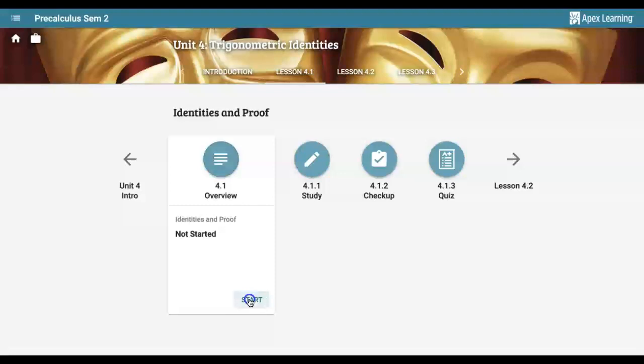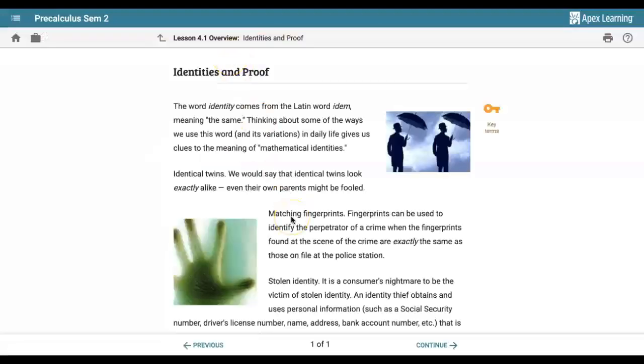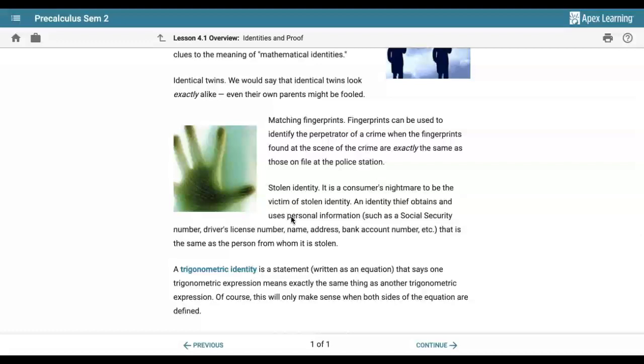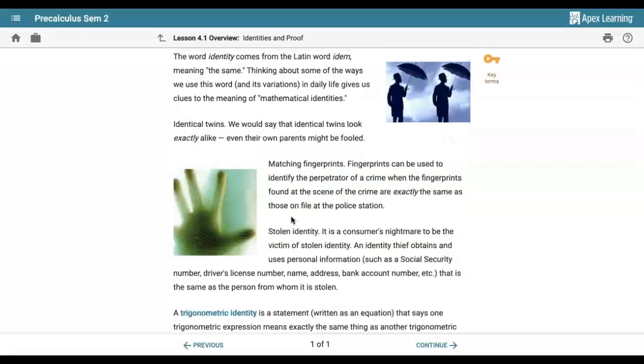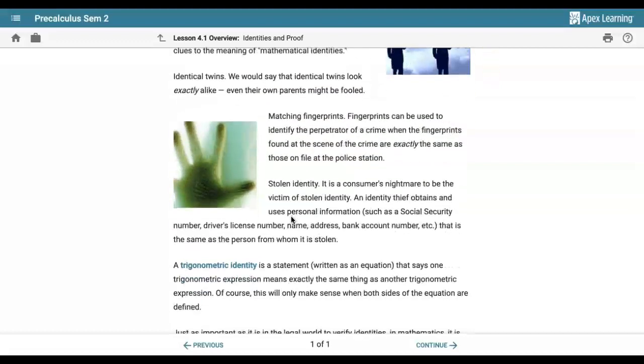If we look at the overview for unit 4.1 here, identity came from the Latin word meaning the same. So that's what we're thinking about. It gives us clues to the meaning of mathematical identities. There are things that are mathematically going to be the same. It's not like identical twins here, but we're going to look at things that are mathematically identical, similar, or you could say equivalent would be another way of saying that.